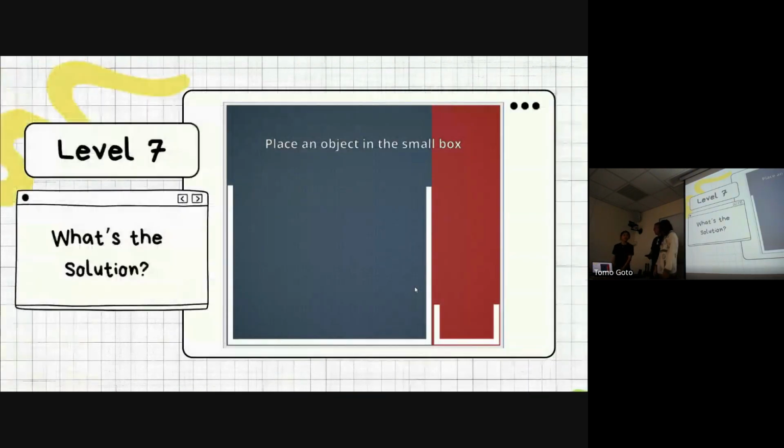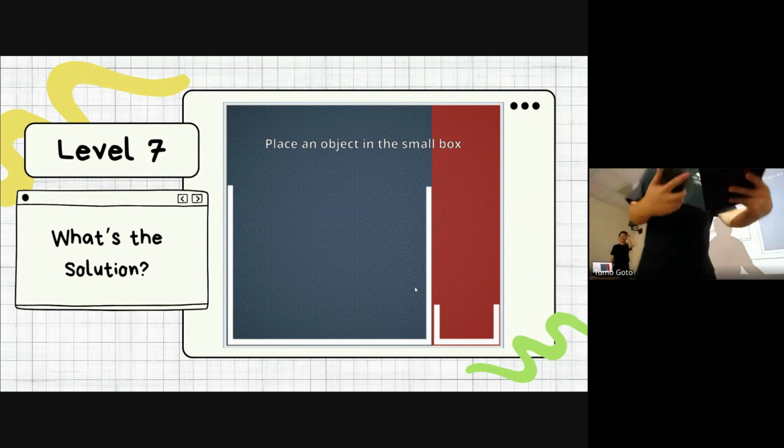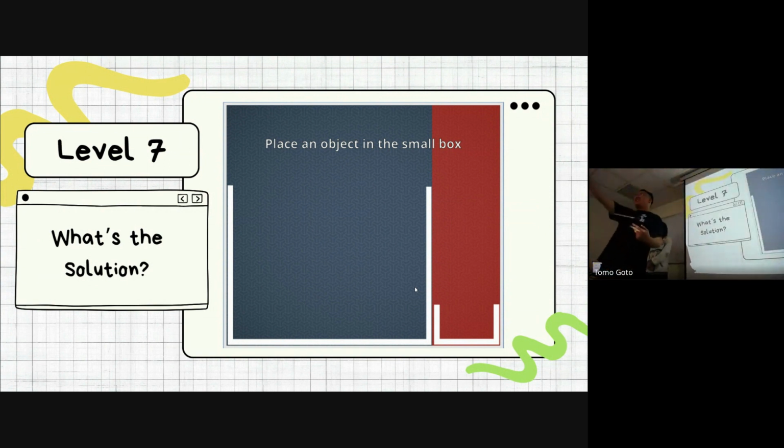Okay, so now we're going to let you try it out. The first one is level 7. So what do you guys want to try out? Please raise your hand if you want to try out level 7. Anyone? Wait, there's no one else? The guy in the back wants to try. Oh, okay. Let's go to the student. But I don't think he can do it.